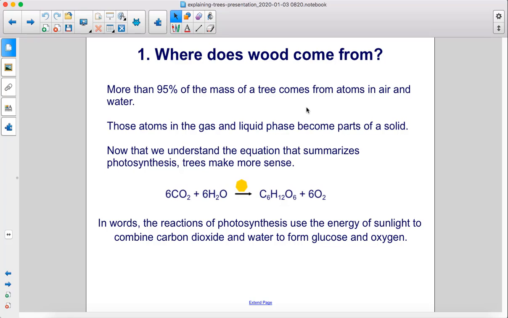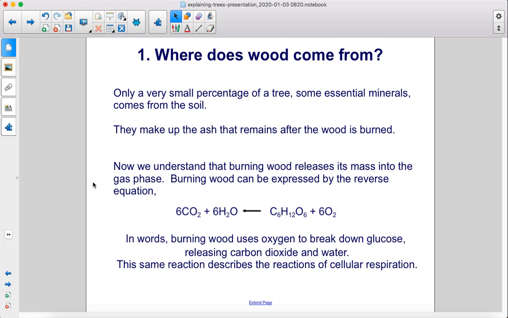Now that we understand the equation that summarizes photosynthesis, trees make more sense. In words, the reactions of photosynthesis use the energy of sunlight to combine carbon dioxide and water to form glucose and oxygen. Only a very small percentage of a tree, some essential minerals, comes from the soil. They make up the ash that remains after the wood is burned.